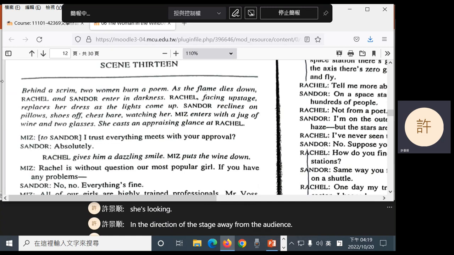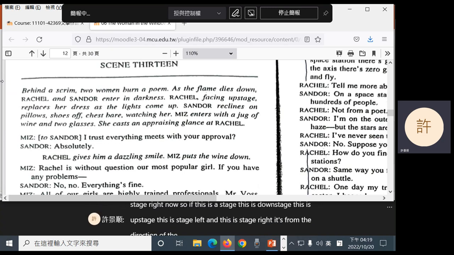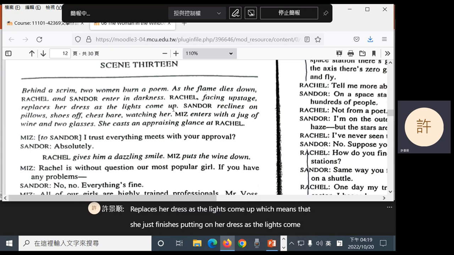So like on a stage, the directions are, for example, I'm on stage right now. So if this is a stage, this is downstage, this is upstage, this is stage left, and this is stage right. It's from the direction of the actor. So she faces away from the audience, replaces her dress as the lights come up, which means that she just finishes putting on her dress as the lights come up.